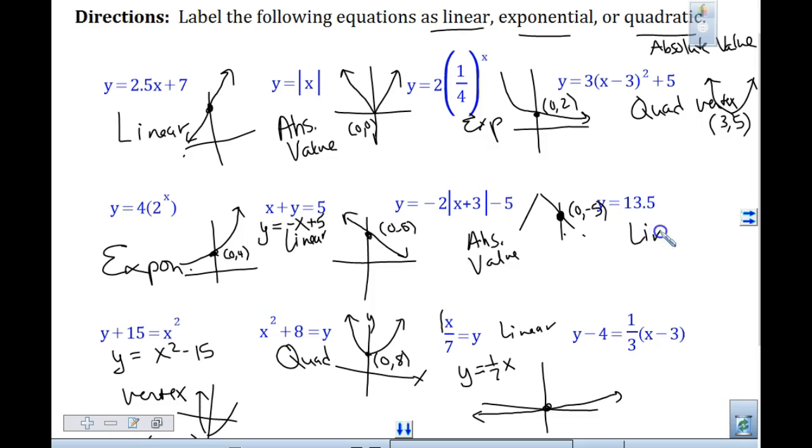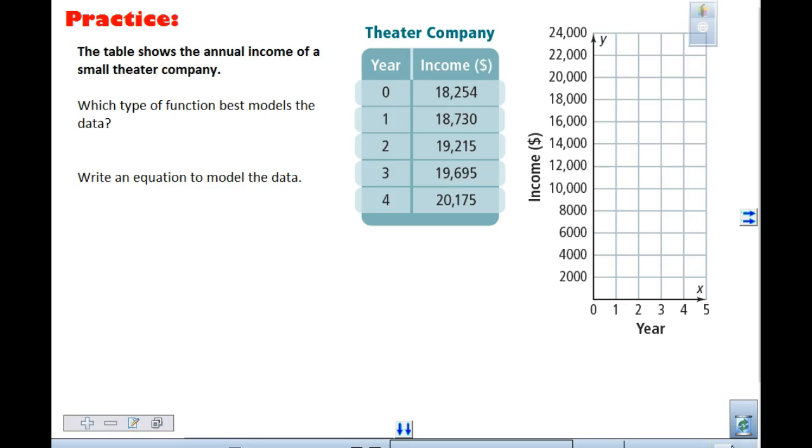Next one should be linear. What kind of a line is it if it is linear at 13.5? Horizontal, right? Y equals 13.5 would be a horizontal line. And this last one actually is linear also. I don't know if you remember, that's when we did point slope form. That was the other form of equations that we didn't have up there for linear, but this was your point and slope. So you have your slope here, and it goes through a point, 3, -4, okay?